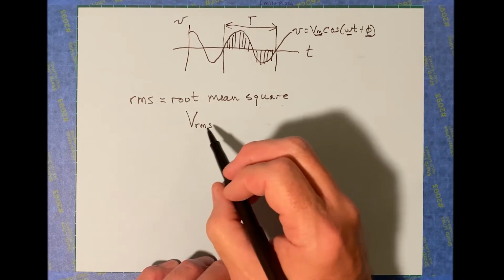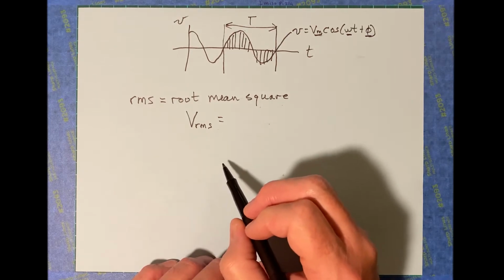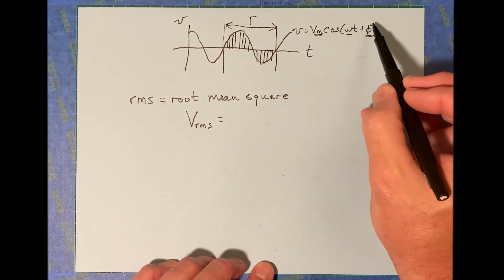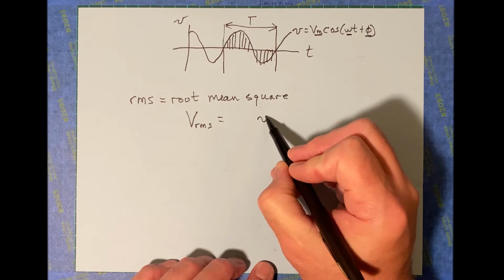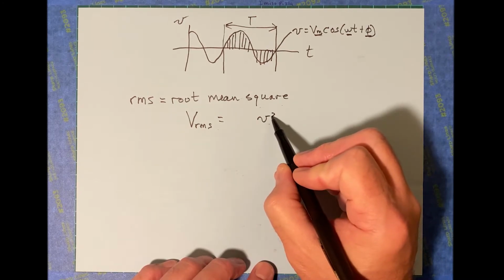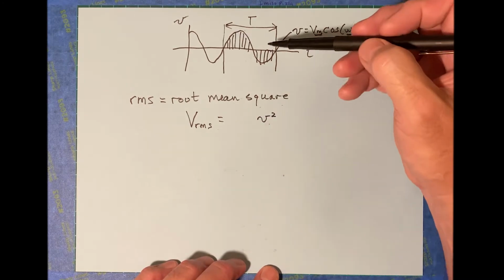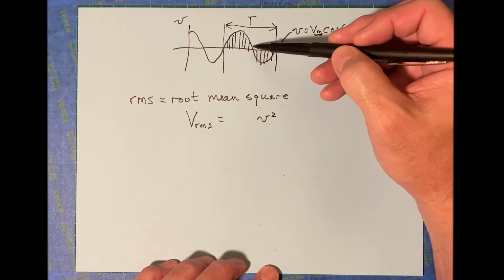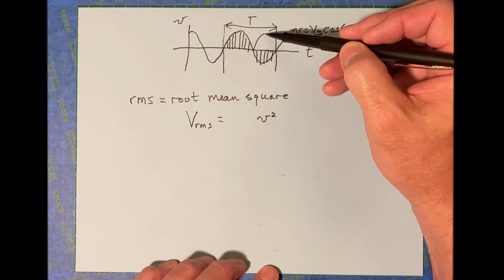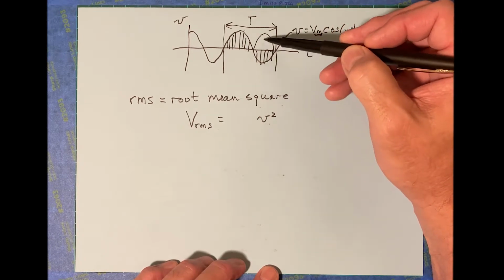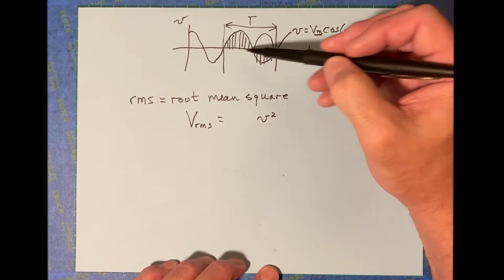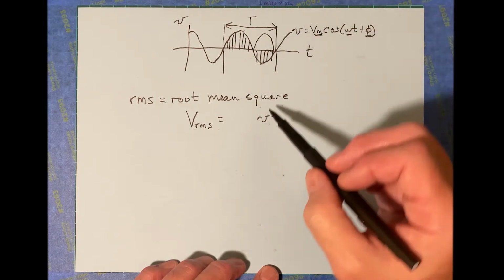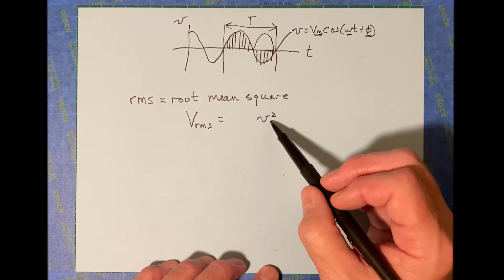So V RMS is equal to, well, you take your voltage function here, V, and then you square it. Now, when you square it, what you're doing is taking the negative portion and making it positive. So now you've essentially flipped it about this horizontal axis by squaring it. All right.